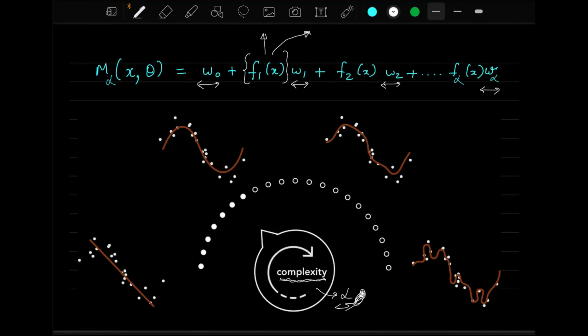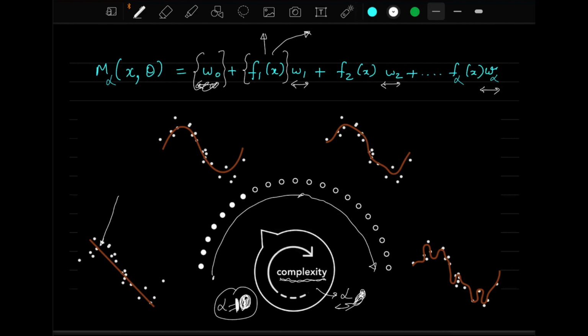As you see, the dial is moving from the left side to the right side. On the left side, when your complexity is minimum, you are actually looking for only w0 here, so it will be a straight line like this. I think it will be alpha equal to 1. So when alpha is equal to 1, you have these two terms. And if your f1(x) is, let us say, x, which is a polynomial regressor, and f2(x) will be x squared, then in that case it will be a line here.